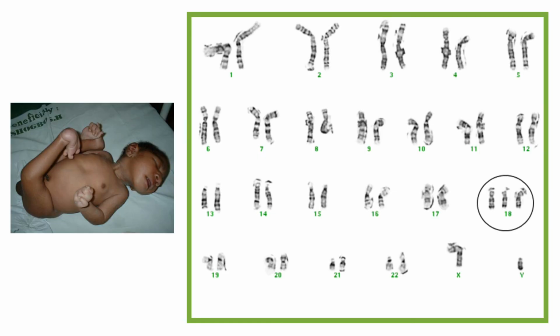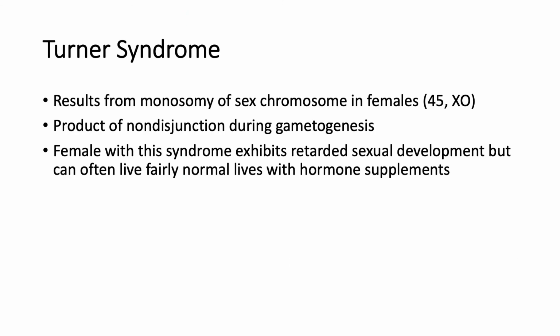This image on the left shows a baby born with Edwards syndrome with deformed legs and flexion deformities both on the legs and fingers. The karyotype on the right shows an extra chromosome 18, which is the most significant feature of individuals with Edwards syndrome.